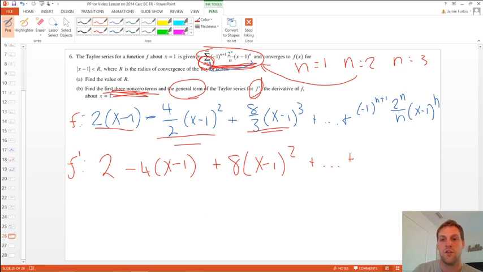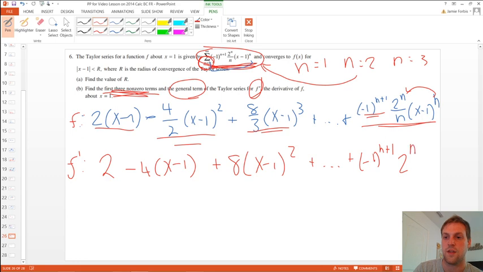And if I want to know the general term of my derivative, I'm just going to take the derivative of this. All it was was power rule, right? This negative 1 is not affected. That's just my coefficient. So if I do power rule and bring n down, the n's are going to cancel. So I'm left with negative 1 to the n plus 1, the n's cancel, so I'm left with 2 to the n, and I've got x minus 1 to the n minus 1 power. And that's your derivative of f, and that's the first 3 non-zero terms.